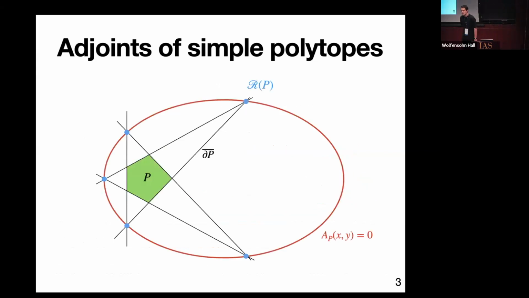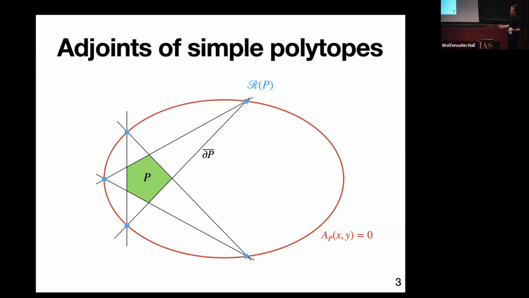Here's another example. This will serve as a running example throughout the talk. If you draw a pentagon in the plane, this is in green. The hyperplane arrangement consists of the 5 lines defining the edges. The residual arrangement are the 5 blue points, and then there is a unique adjoint conic in red that interpolates this residual arrangement. I denote this A sub P. So this is the adjoint canonically associated to this polytope.